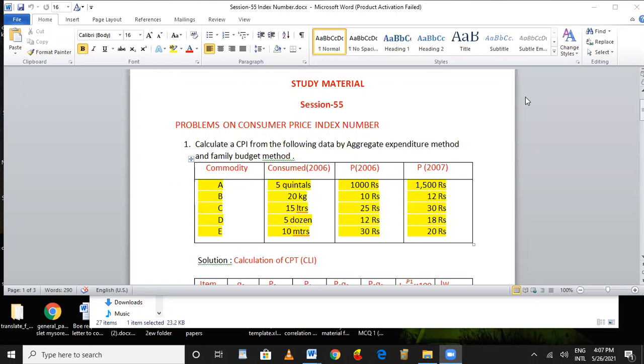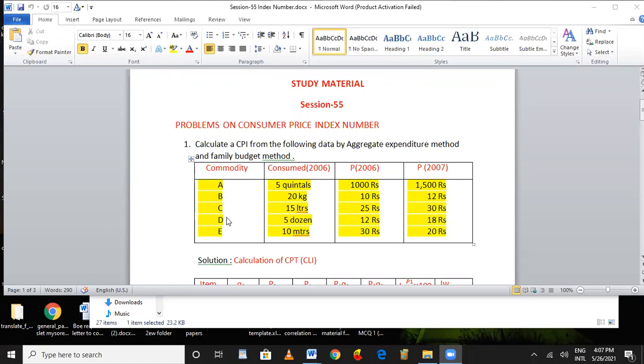Calculate a CPI. CPI means Consumer Price Index Number. The other name for the Consumer Price Index Number is the Cost of Living Index Number. From the following data, calculate it by the Aggregate Expenditure Method and the Family Budget Method.